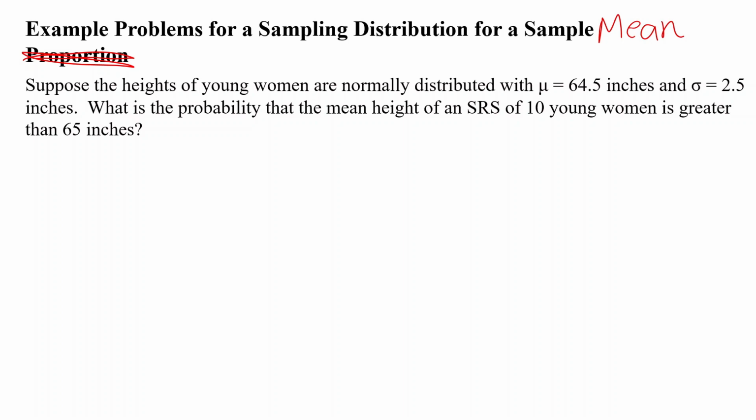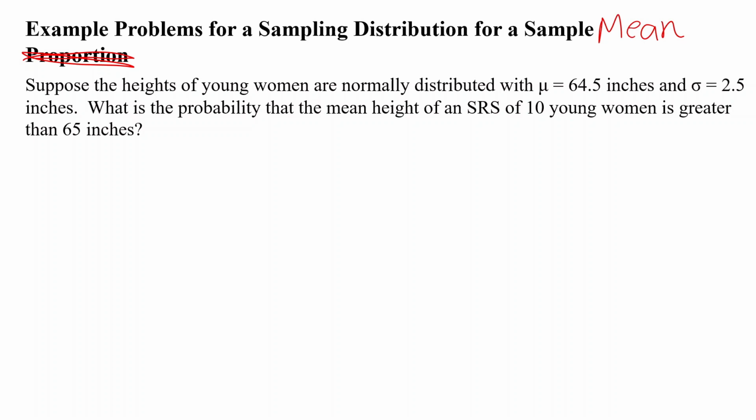So we are going to suppose that the heights of young women are normally distributed with a mean of 64.5 and a standard deviation of 2.5. What is the probability that the mean height of an SRS of 10 young women is greater than 65 inches?